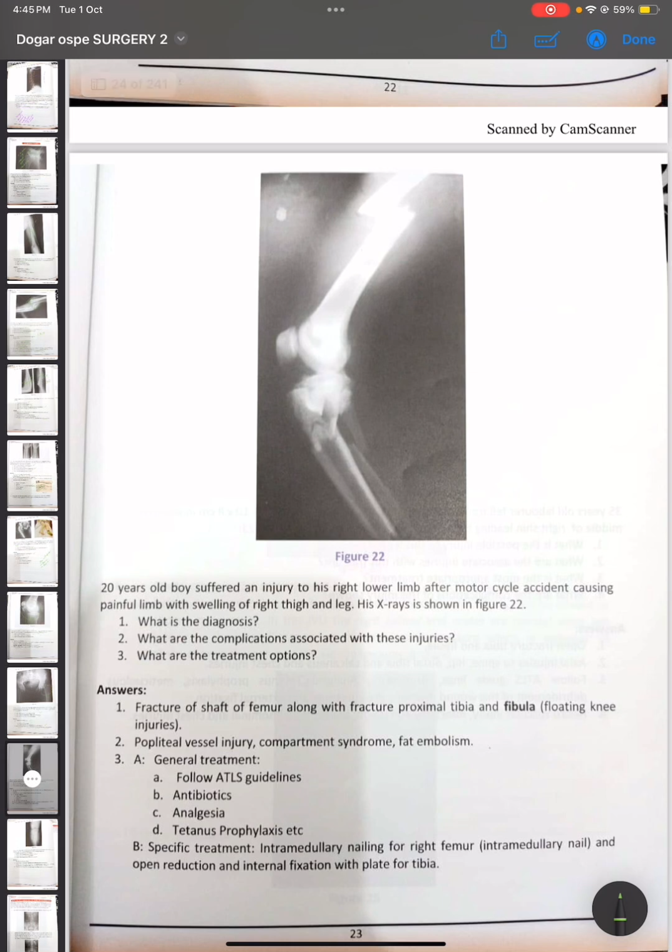A 20 years old boy suffered an injury to his right lower limb after a motorcycle accident, causing a painful limb with swelling of the right thigh and leg. X-ray is shown in figure 22. What is the diagnosis? Fracture of the shaft of femur along with fracture of proximal tibia and fibula. This is the shaft of femur, and here are the tibia and fibula. So, three fractures are present in this X-ray. What are the complications? Popliteal vessel injury, as the popliteal vessels pass here, compartment syndrome, and fat embolism.